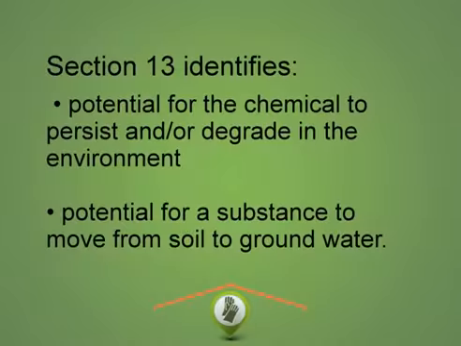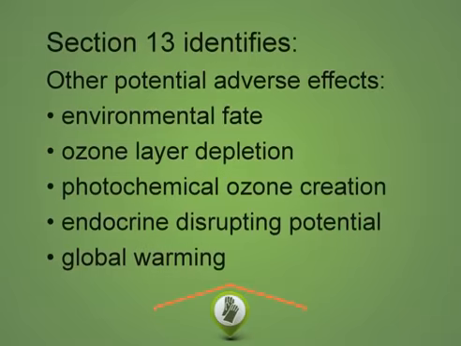Essentially, Section 13 identifies the potential for the chemical to persist and degrade in the environment, or to move from the soil to the groundwater, or other possible adverse effects, such as environmental fate, ozone layer depletion potential, photochemical ozone creation potential, endocrine disrupting potential, and or global warming potential.